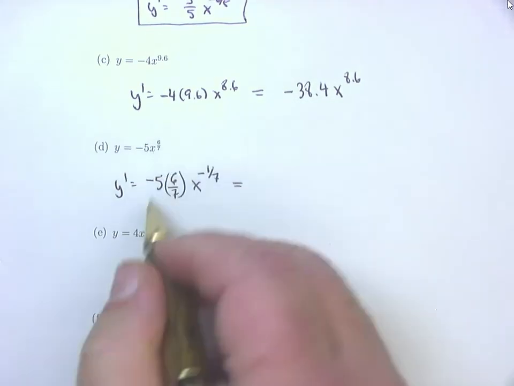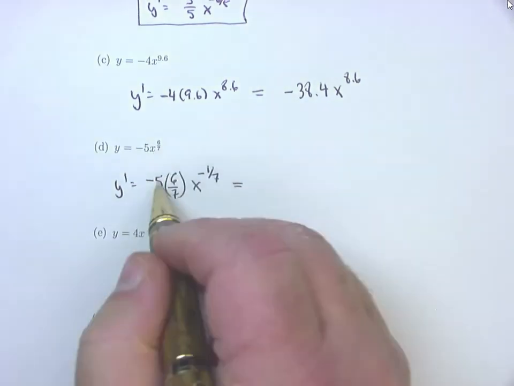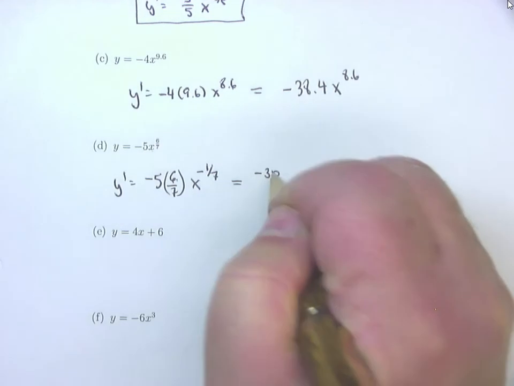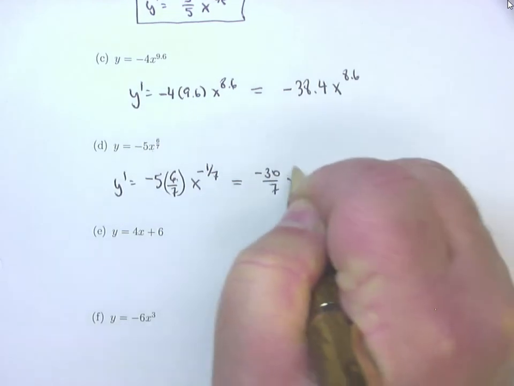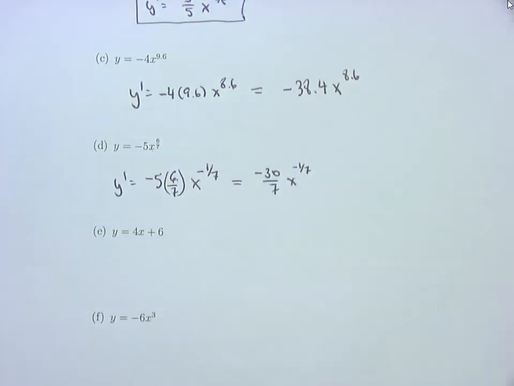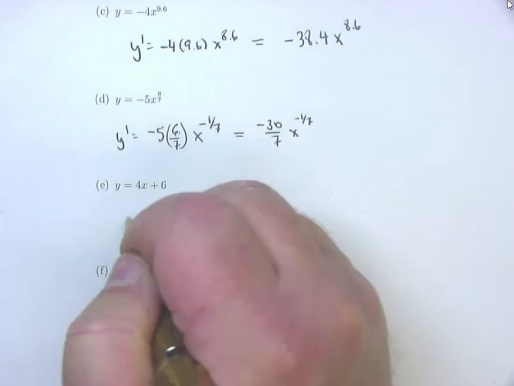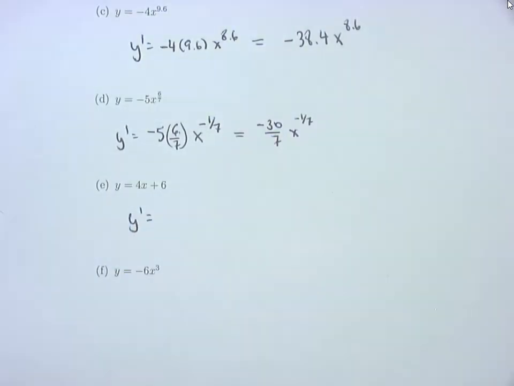And so clean this up. You multiply fractions, multiply numerator, multiply denominator. -5 times 6 is actually -30 over 7 x to the -1/7. Does that make sense? All right. And the goal, if you'll notice, we're taking these derivatives, these formulas for the slope of the tangent line, very quickly, and we're going to speed up our processes here so we can do applications of this stuff.